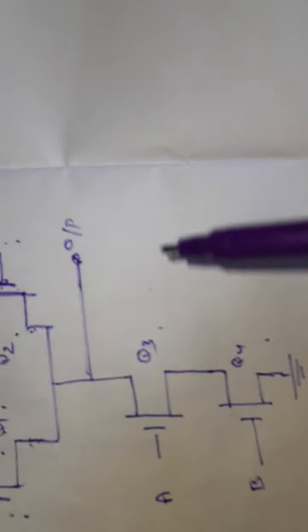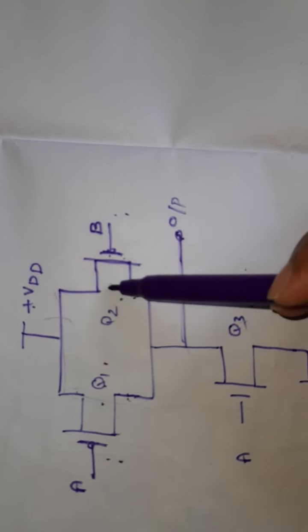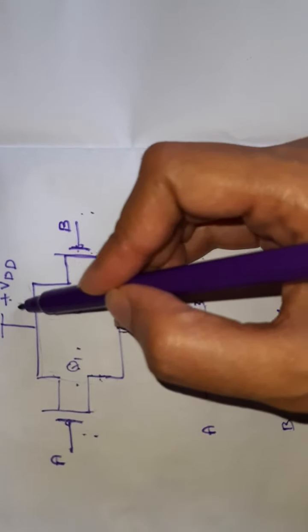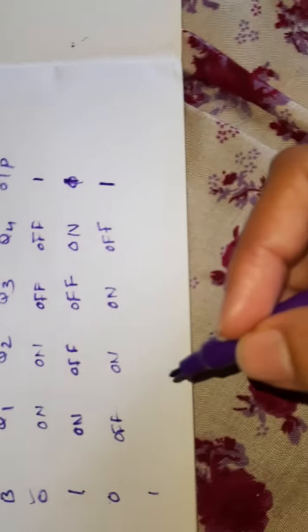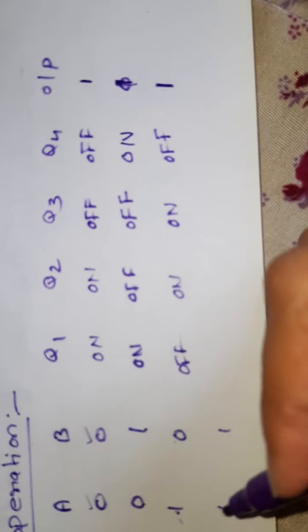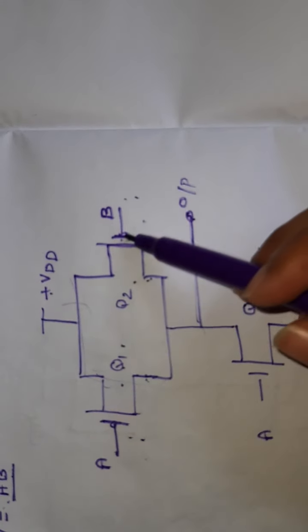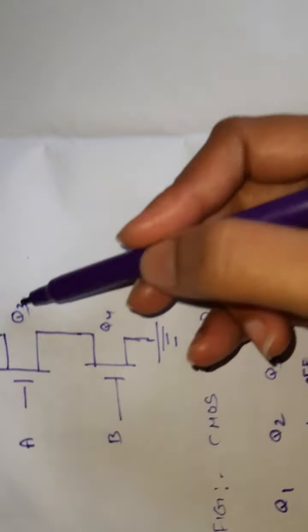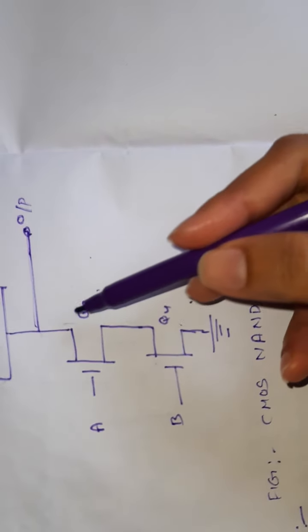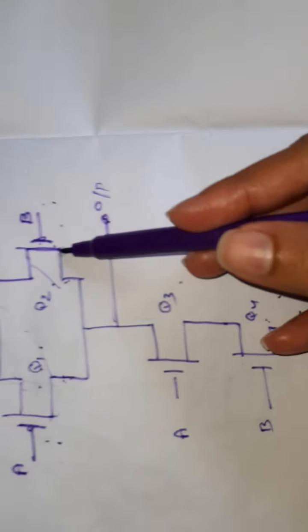Why? Because here the transistor Q2 is short circuited. Then we can say that there is a flow of voltage from plus VDD to the output terminal. So next see the last condition, when both the input voltages A equal to B equal to 1. So when both inputs A equal to B equal to 1, both the transistors are open circuited. So here Q3, Q4 are short circuited. Short circuited means these two transistors are on and these two transistors are off.